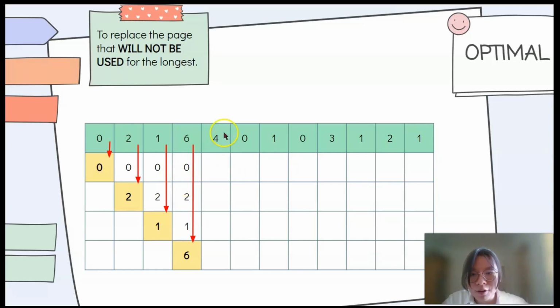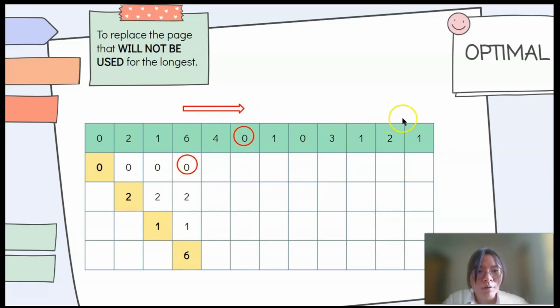Now, we are looking for 4. But our frame is already full, so how do we do it? First, we're looking at the first number, 0. We can do the optimal by replacing the page that will not be used for the longest. That means we are going to look further ahead.